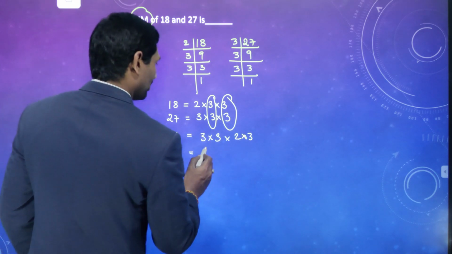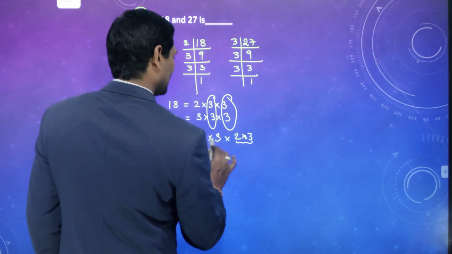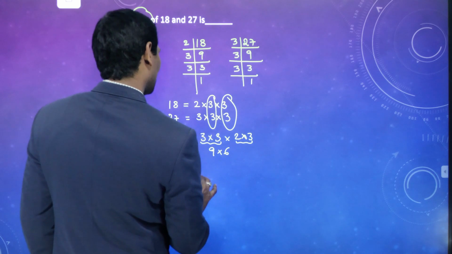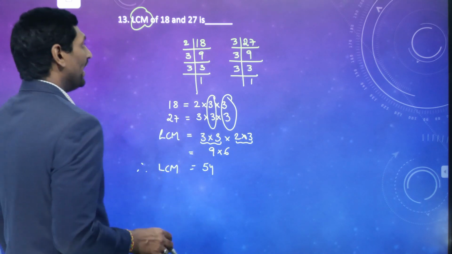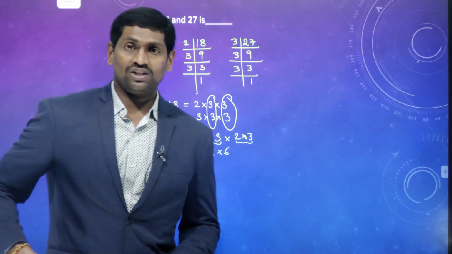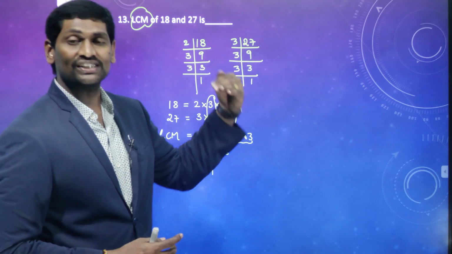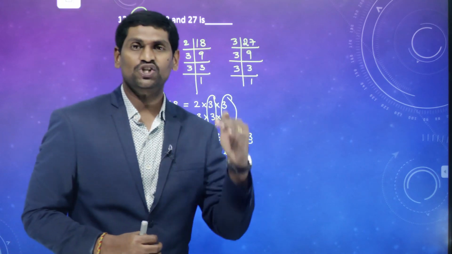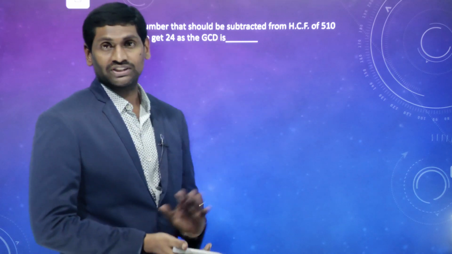Now the LCM is equal to 3 into 3 is 9 and 2 into 3 is 6. So 9 6s are nothing but 54. Therefore, the LCM of 18 and 27 is equal to 54. That means 18 table 3 times is 54, 27 table 2 times is 54. So the least common multiple. Okay. Sorry. Let us see the last question, children.